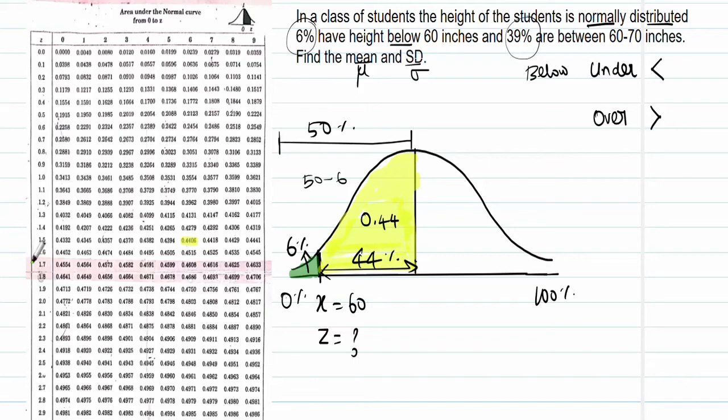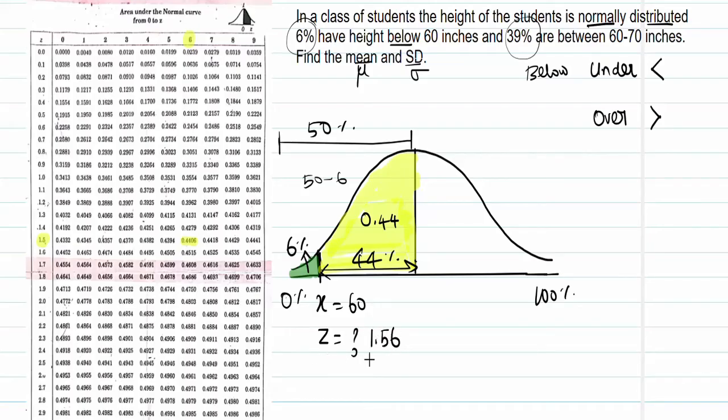So 0.44 occurs for the first time with 1.5 in my z in the first position, and for the decimal position it is going to be 6. So what is the value of z? The 0.44 area corresponds to z equal to 1.56.